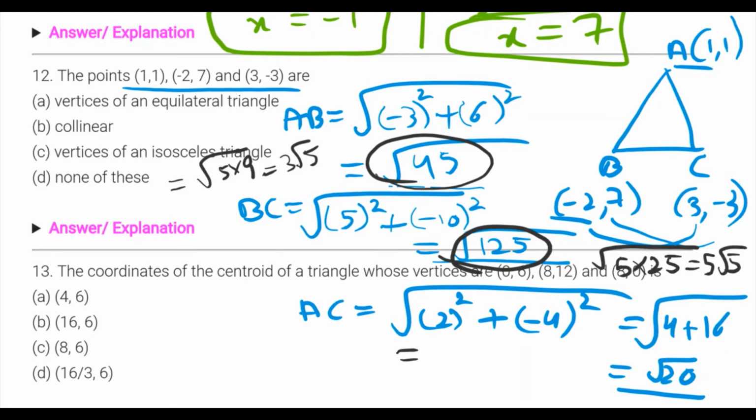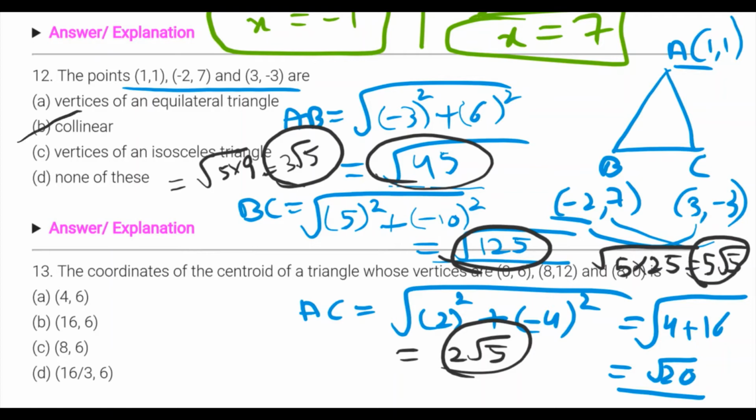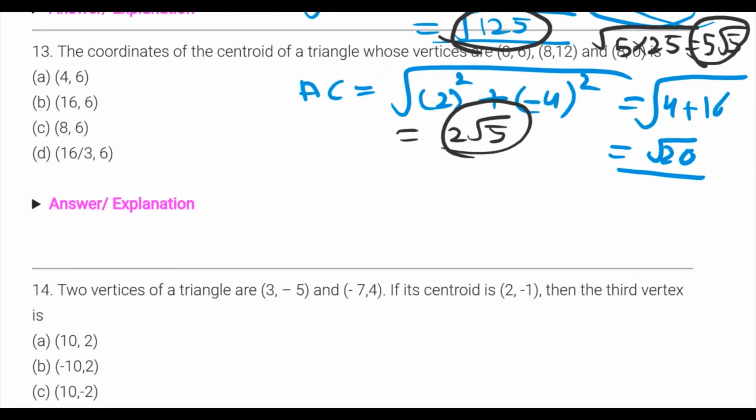And root 20 equals 2 root 5. 2 root 5 plus 3 root 5 gives us 5 root 5. So the sum of two sides equals the other side. These points are said to be collinear because it is possible only if the points A, B, C lie on the same line. So these 3 points are said to be collinear points. So they are neither an equilateral triangle nor an isosceles triangle. The points are collinear. 13th question.